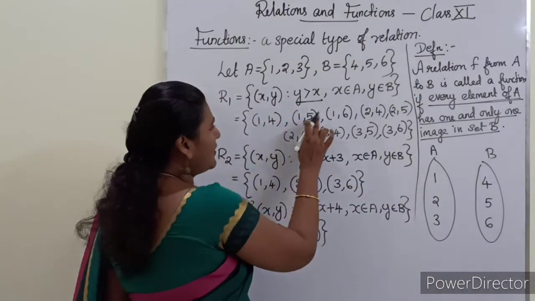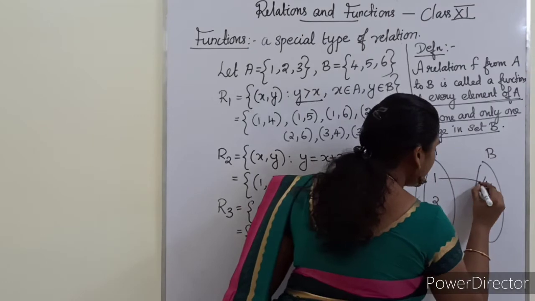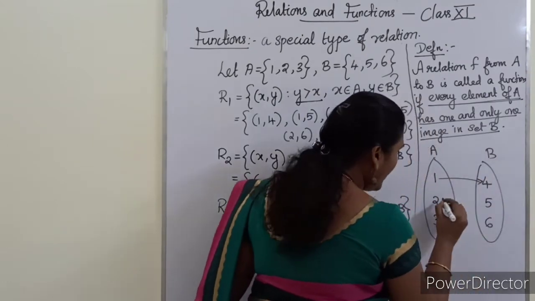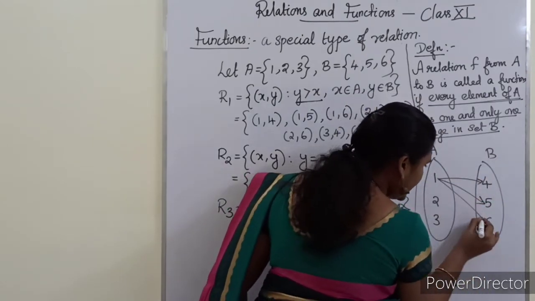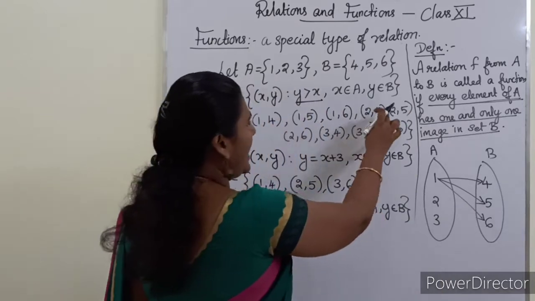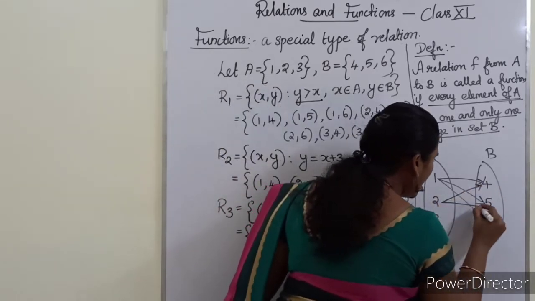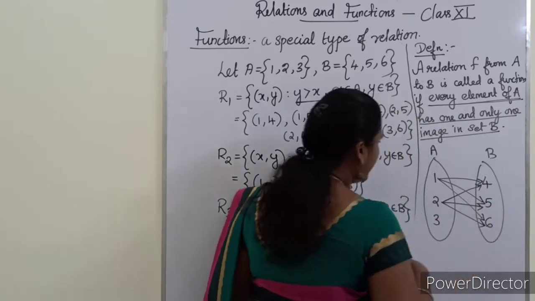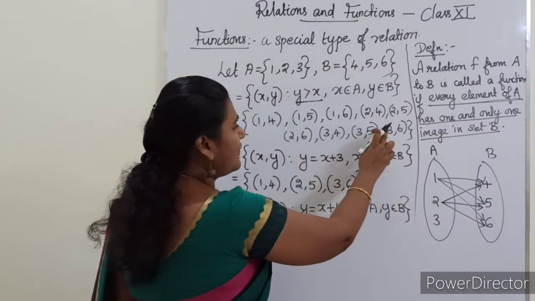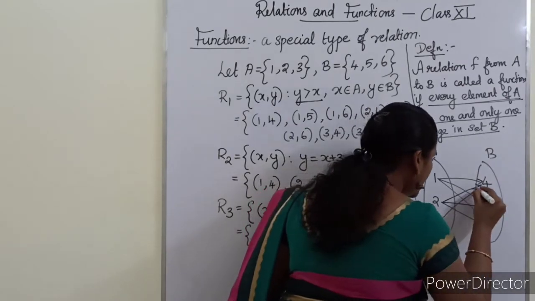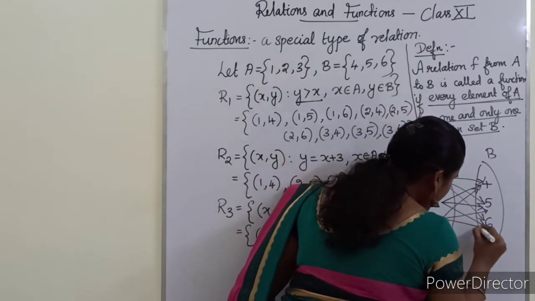So 1, 4, 1, 5, 1, 6. So 1 has image 4, 5 and 6. Then similarly we have 2, 4, 2, 5, 2, 6. So 2 is related to 4, 5 and 6. Again we have 3, 4, 3, 5, 3, 6. So 3 is related to 4, 5 and 6.